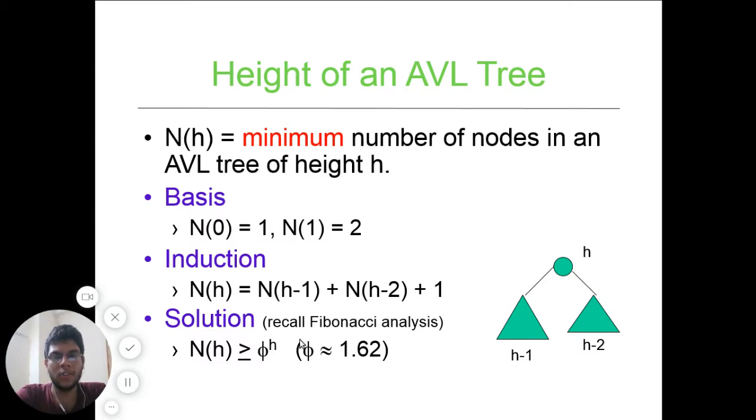Yep. And the induction case is: the minimum number of nodes in a tree of height h is the minimum number of nodes in a tree of height h minus 1, plus the minimum number of nodes in a tree of height h minus 2, plus 1.